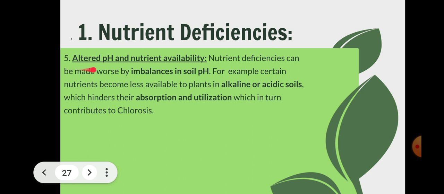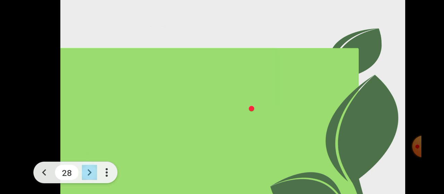The fifth and last one is altered pH and nutrient availability. Nutrient deficiencies can be made worse when they are paired with imbalance in the soil pH. For example, different nutrients become less available to plants in alkaline or acidic soils, which hinders their absorption and utilization by the plant, and therefore it contributes to chlorosis.